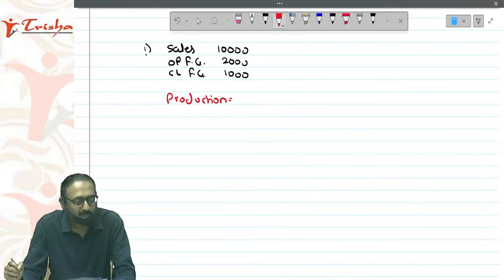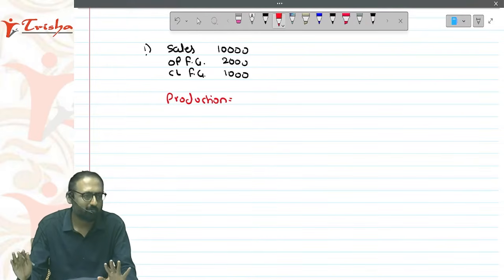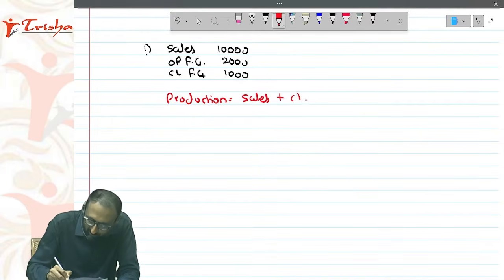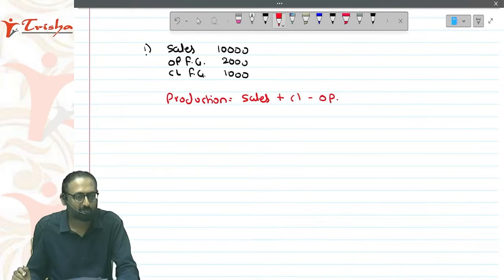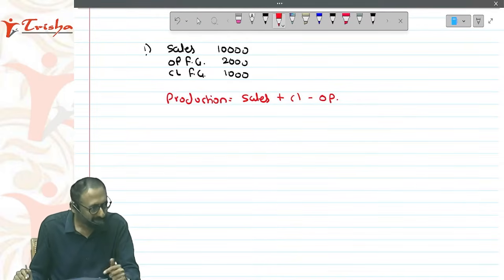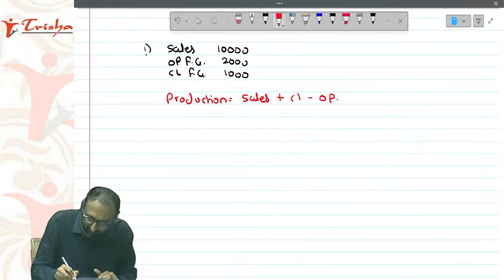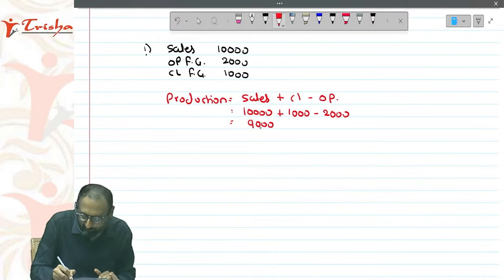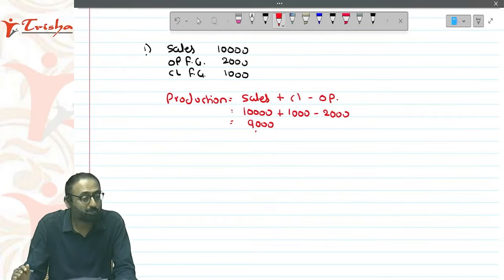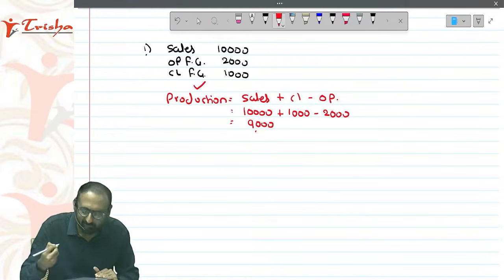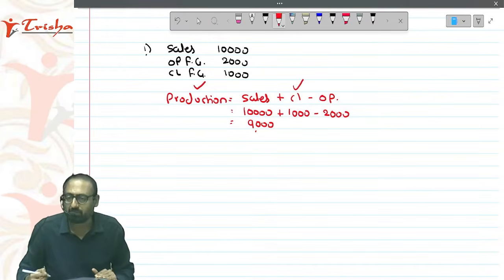You'll have to find production quantity with the help of one formula, and the formula is: sales add closing stock minus opening stock is equal to production quantity. So your sales quantity is 10,000, add closing stock 1,000, minus opening stock 2,000. How much quantity are you going to produce? Is it 9,000? Yes or no? 9,000.